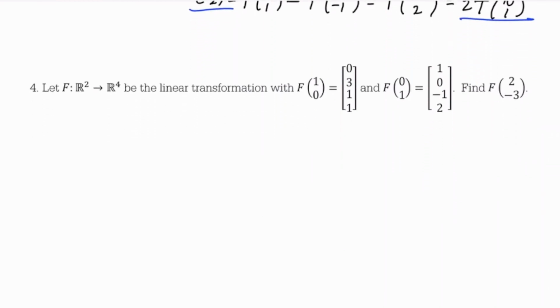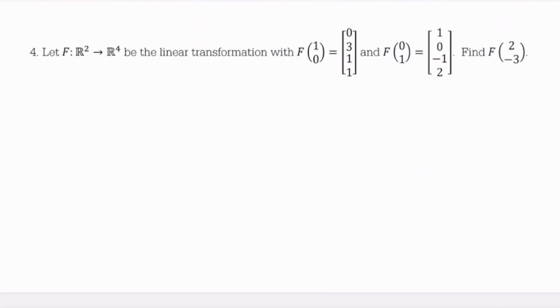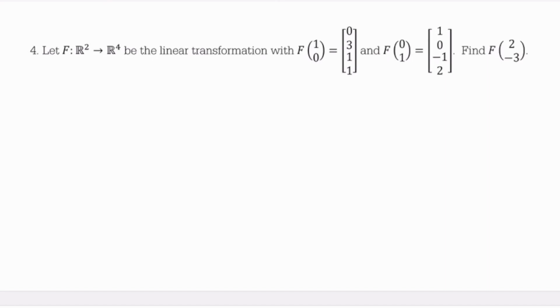Okay, for number 4, let f, which maps R2 into R4, be the linear transformation with f of (1, 0) equal to this, and f of (0, 1) equal to that. Okay, that means that f of x is equal to the matrix with columns (0, 3, 1, 1) and (1, 0, negative 1, 2) times x. Okay, that's the matrix for it. But I actually don't think that's going to be the way to solve this problem. I mean, it's all equivalent. You're going to do all the same calculations, just because the row picture and the column picture are two sides of the same coin.